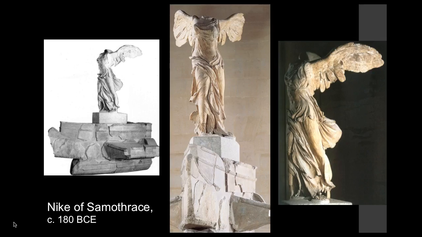And so here you can see some different views of it. I think this view is especially beautiful. And again, with freestanding sculpture, we also have to think about multiple perspectives. And here you can really, I think, get a sense of it being on the prow of a ship.